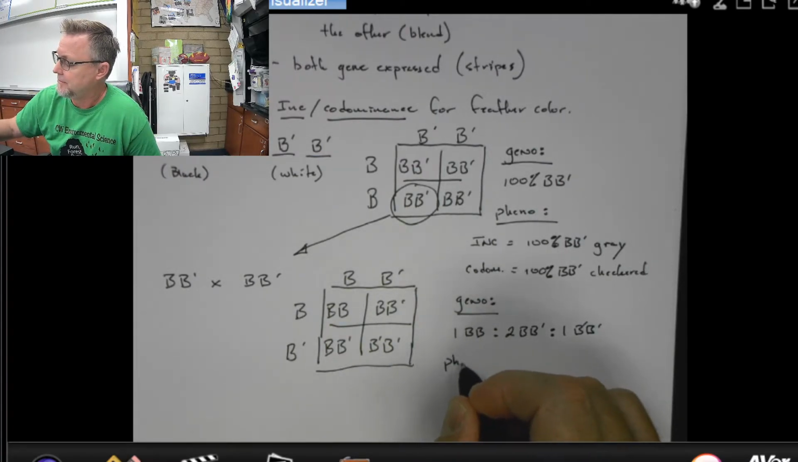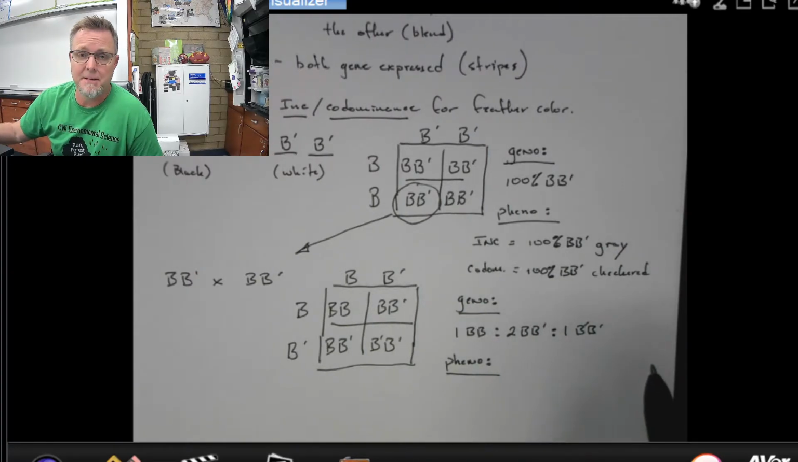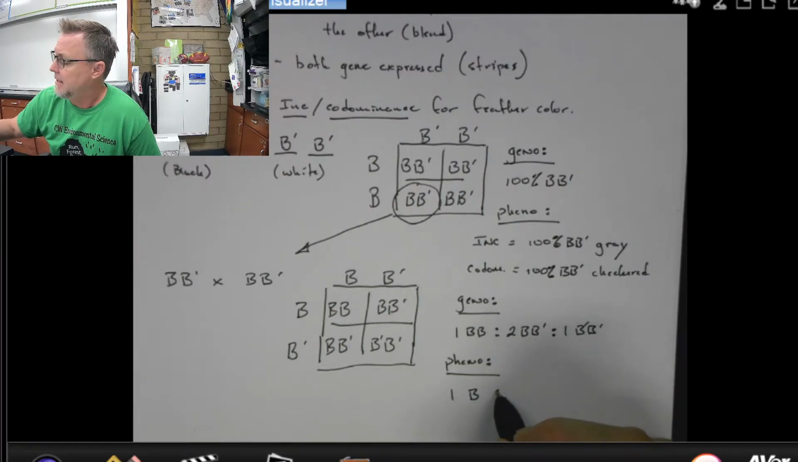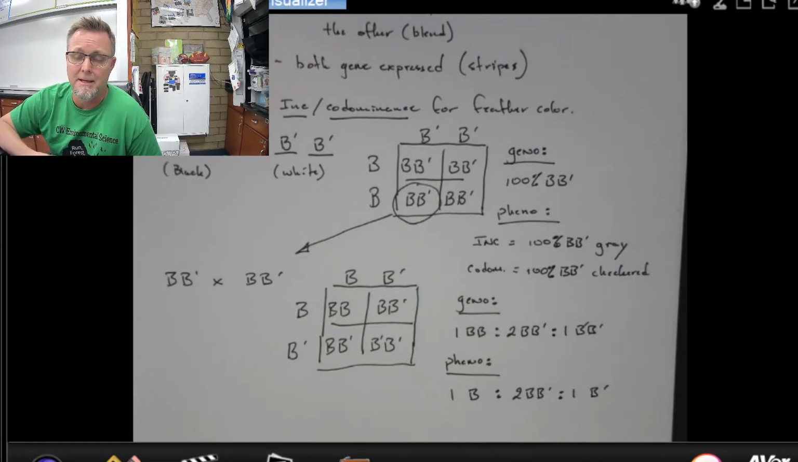Phenotype. Phenotype is going to be very similar to your genotype. I'm going to have 1 where I just put big B because that's the color. And I'm going to have 2, which are going to be big B prime. And then I'm going to have 1 just straight B prime. Now remember, if it's incomplete dominant, the phenotype will look different than if it is codominance. So I'll put both underneath.